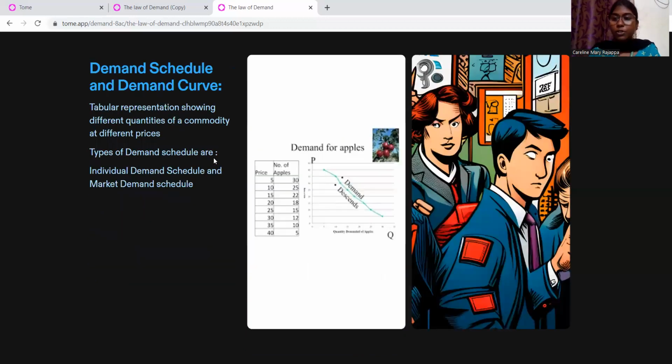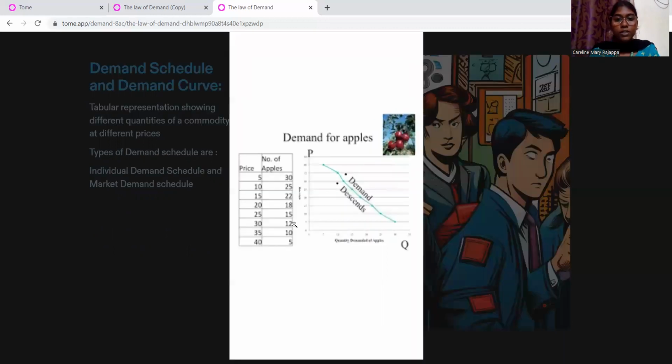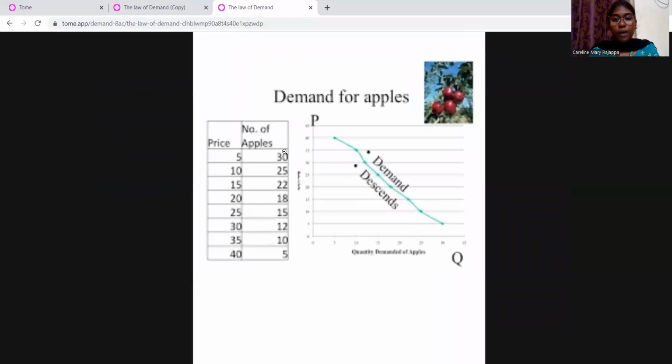Then comes the demand schedule and demand curve. The demand schedule is nothing but the tabular representation showing the different quantities of a commodity at different prices. For example, taking the price and the number of apples. This is a demand for apples, and the price is 5. The number of apples is 30. If the price keeps on increasing, the number of apples keeps on decreasing. This shows the inverse relationship between demand and price.